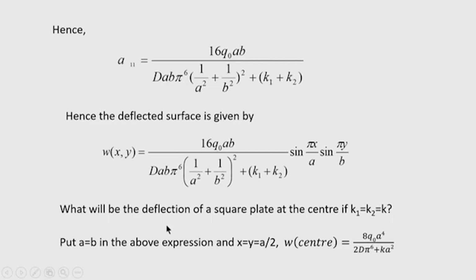Now, if these two springs are of the same stiffness, the spring constants are the same, and we are interested in calculating the deflection at the center, with coordinates x equal to y equal to a by 2, then w at the center will be equal to 8 q naught a to the power 4 divided by 2 D pi to the power 6 plus k a square. So, this is the maximum deflection of the plate in that case.